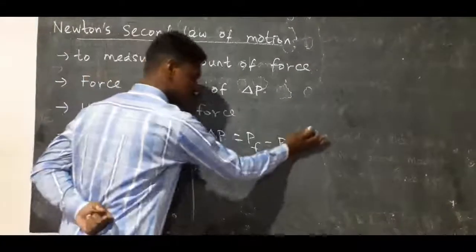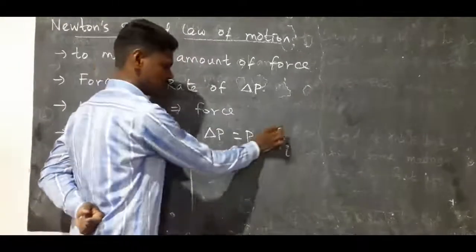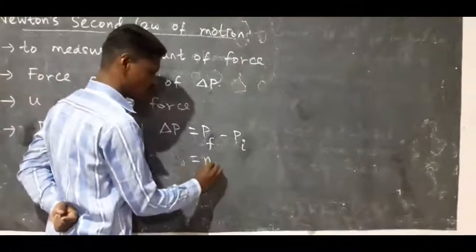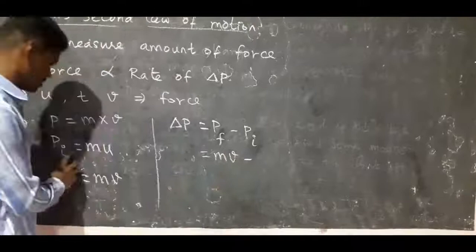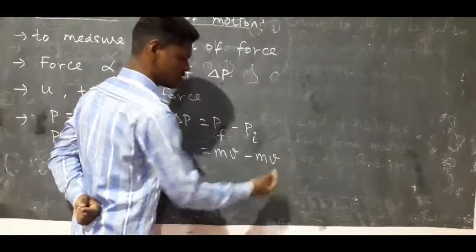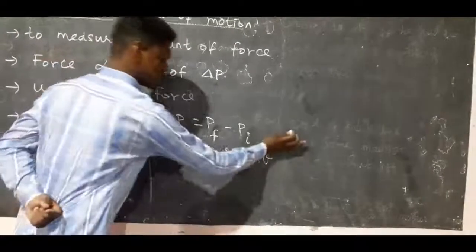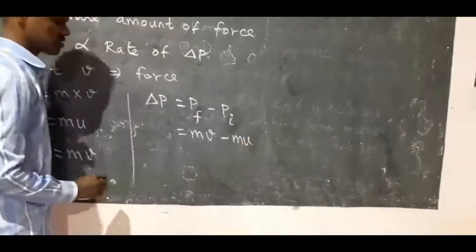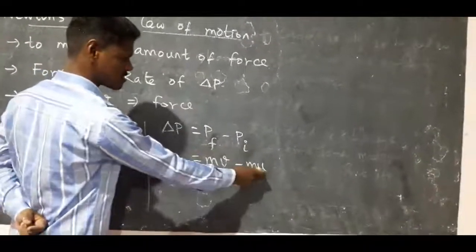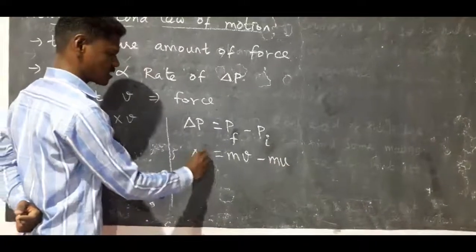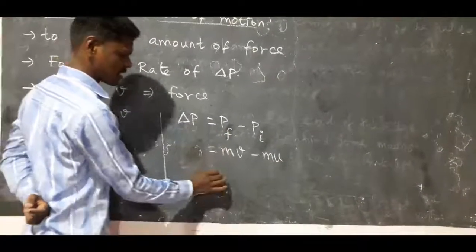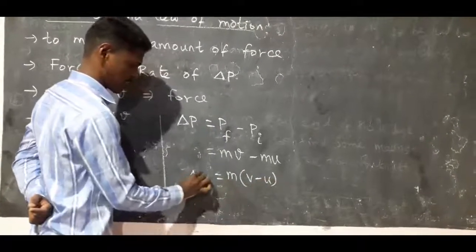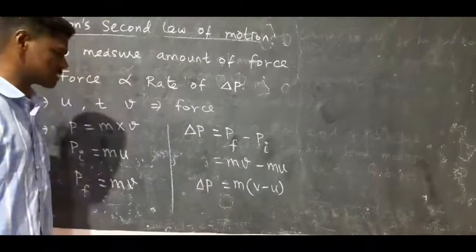Change in momentum is final momentum minus initial momentum. What is the final momentum? m into v, minus the initial momentum, m into u. Sorry, m into u. So m into v is the final momentum, and u is the initial velocity, so m into u. For the change in momentum we take m common, that is m times (v minus u). This is the change in momentum.